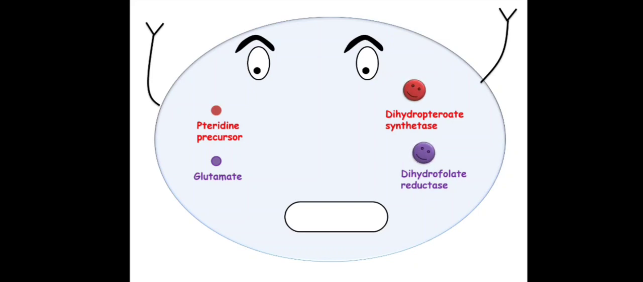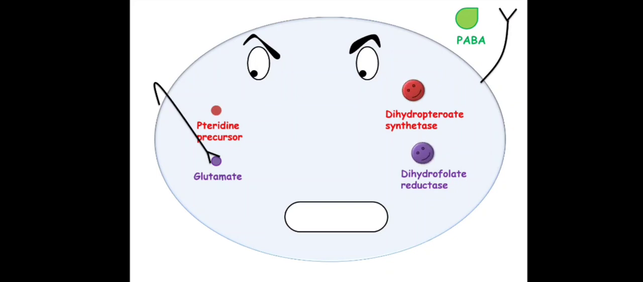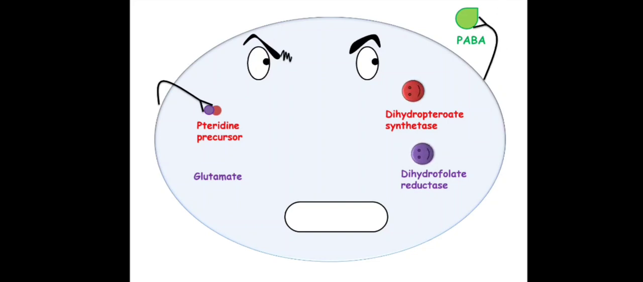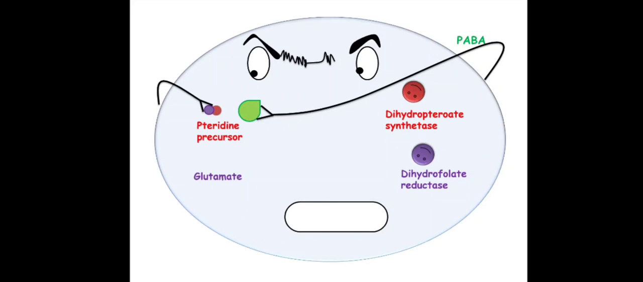The name of the red enzyme is dihydropteroate synthetase. The name of the purple enzyme is dihydrofolate reductase. Next, one important thing which is present in the medium is PABA. So what this bacteria will do is, it will take glutamate in one hand and try to mix it with pteridine precursor. Next, with the second hand, this bacteria will catch PABA from the medium and move it inside its body and try to mix three of these things.